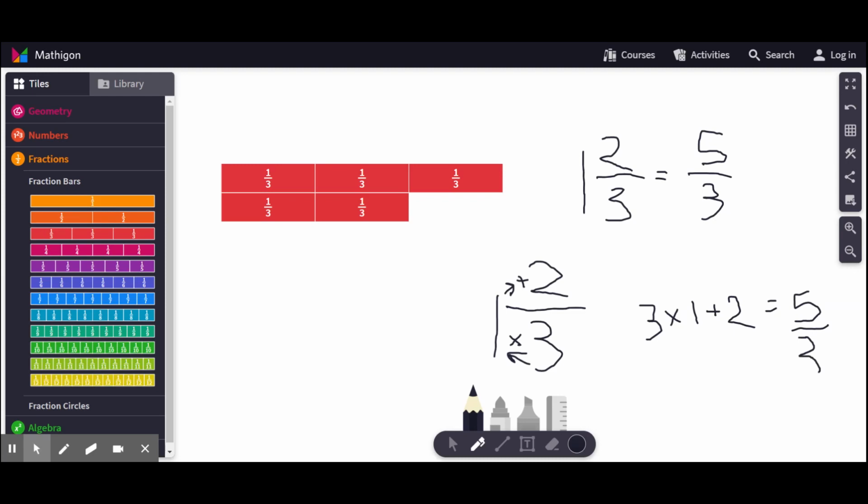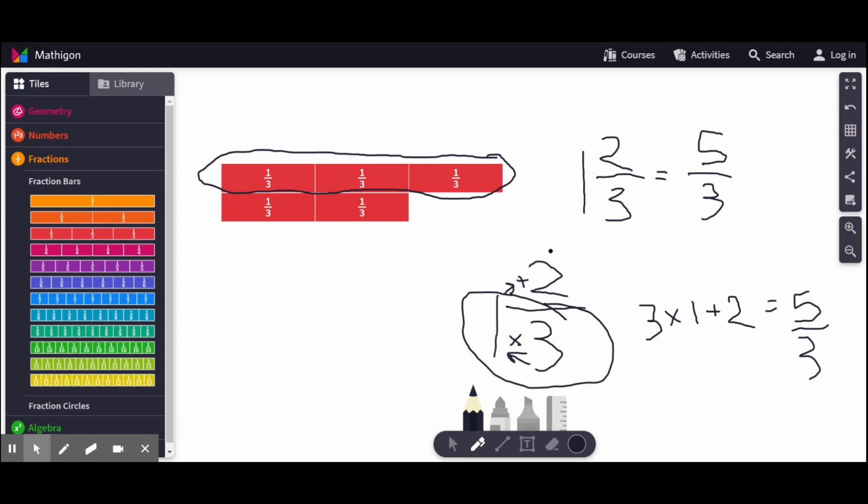That's the trick here. Take your whole number and multiply it by the denominator. That tells you how many pieces you have. We took 1 whole times 3 pieces, which gives us 3 pieces, and then we add the other 2 pieces, giving us a total of 5/3. So 3 times 1 is 3, 3 plus 2 is 5/3 pieces. I'm going to pause this and reset. We're going to look at one more example.